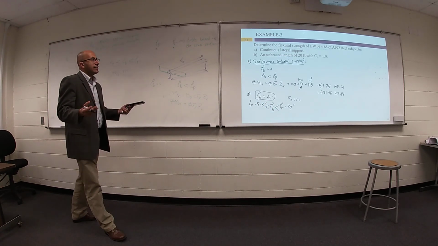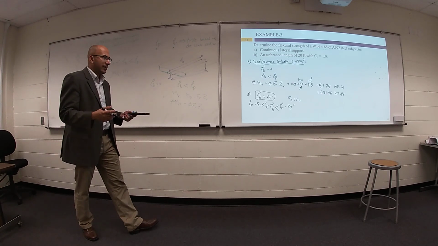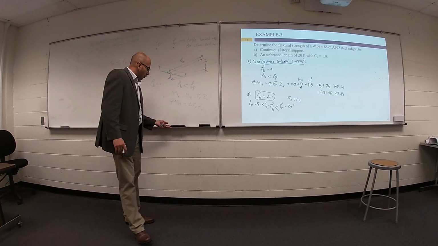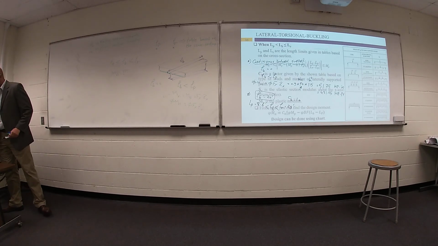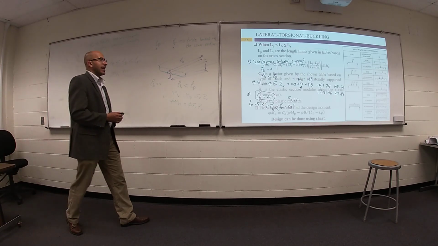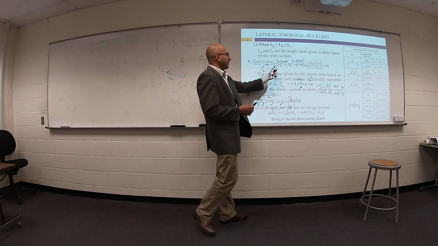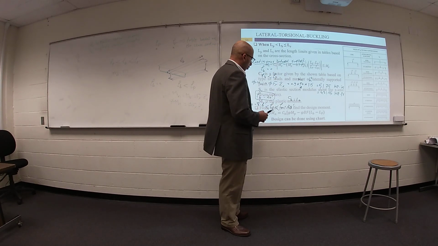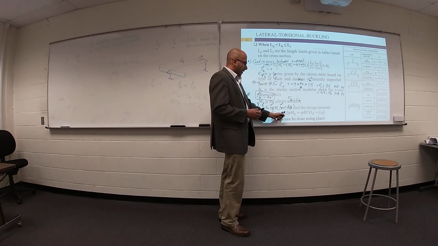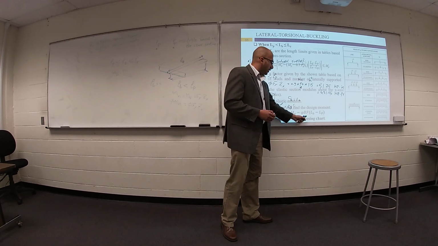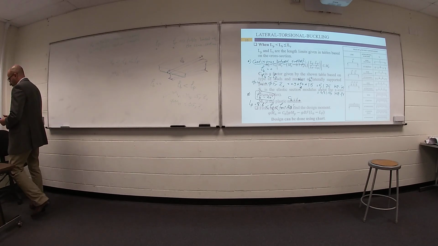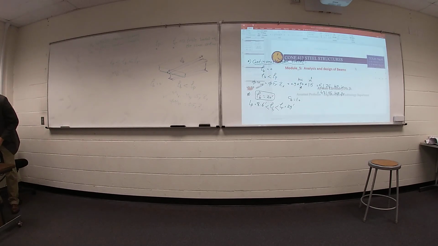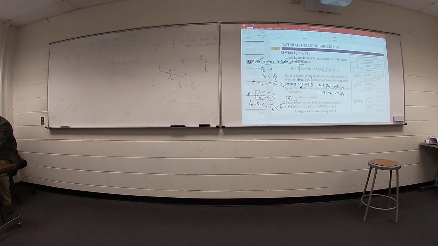If your unsupported length LB is in between, we have three options. First option, you can use this equation. Second option, you can use this one. Third, you can use your chart. Let's start with the chart. Maybe we can find your cross section.